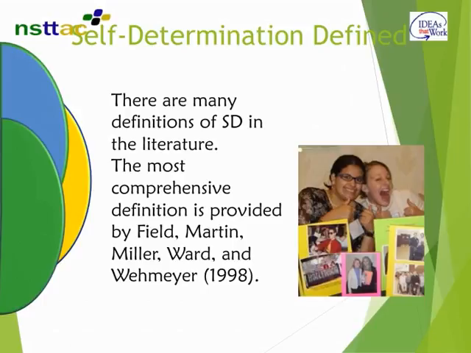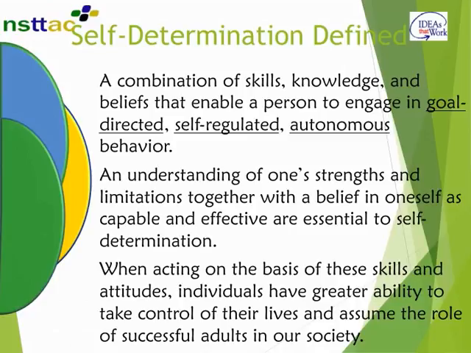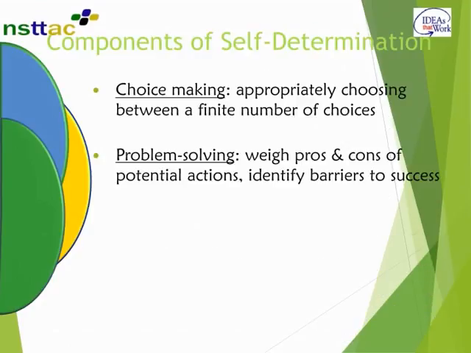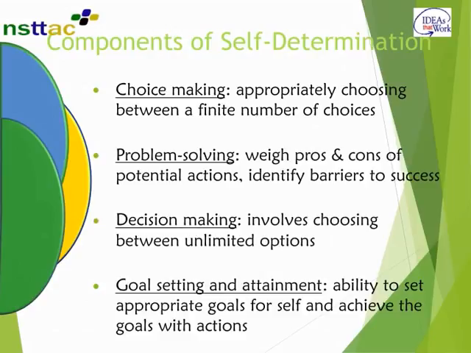There are many definitions of self-determination in research and in the literature. It is important to note that self-determination is a combination of skills, knowledge, and beliefs that enable a person to engage in goal-directed, self-regulated, autonomous behavior. These are only some of the subcomponents of self-determination. A lot of these components may already be a target or embedded within the instruction of your classroom already. However, these components make self-determination measurable, and if a student is lacking skills in one or more specific areas, a goal can be written to help improve those skills.